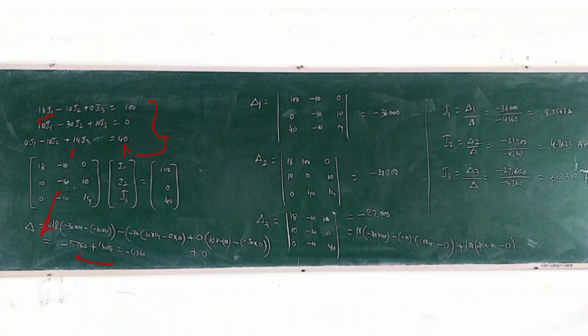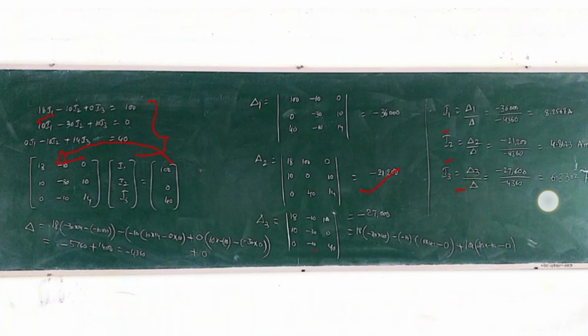After that, to calculate delta 1, these constants will be replaced in the first column. That is delta 1 with 100, 0, 40, minus 10, and the remaining two columns will be the same. For this we determined that delta 1 is minus 36,000. Similarly we calculated delta 2. How to calculate delta 2? We have to replace the second column with the constant matrix, and the remaining two columns stay the same. That is minus 21,200. Similarly delta 3. Finally we got I1, I2, I3.